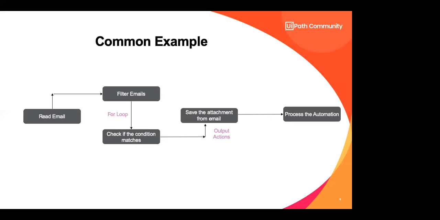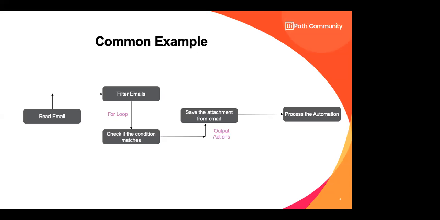Now, once we have read all those emails, we would be looping across all the mails and then segregating them as per our convenience. It can be on the basis of the attachment received. It can be on the basis of the subject line. It can be on the basis of the body that has been received.